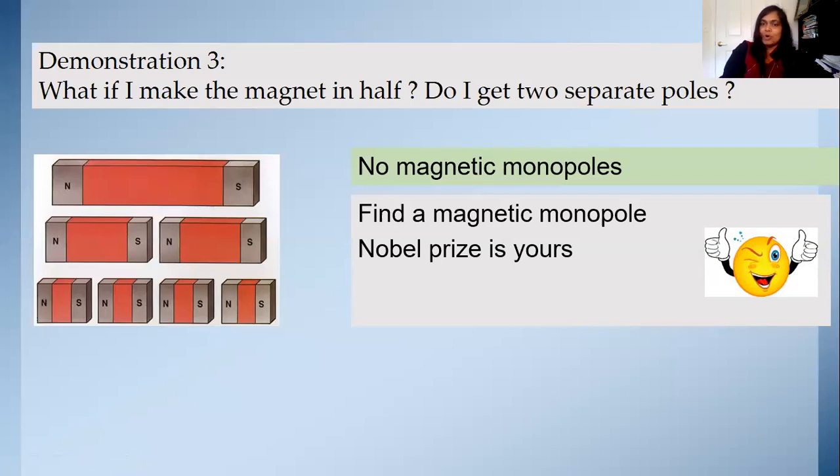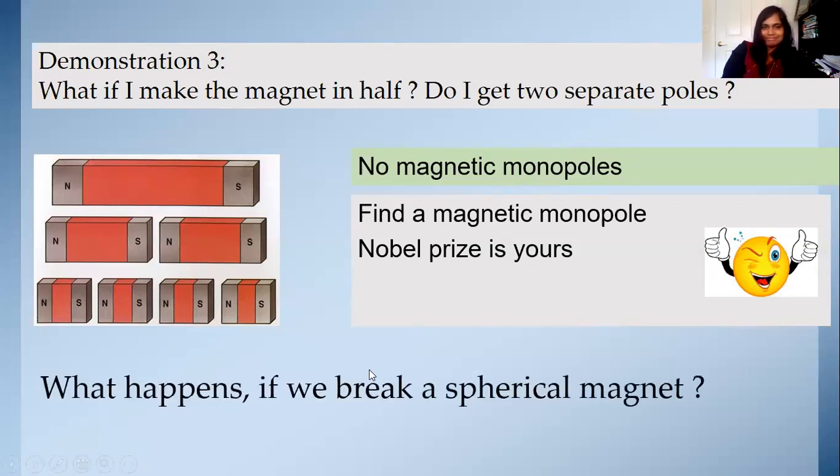So we call these monopoles. There are no magnetic monopoles. Monopoles means just a single pole, like a single south pole or a single north pole. So this is a project for you. If you are interested, you may start searching for magnetic monopoles, and the Nobel Prize will be yours. But remember to include my name.